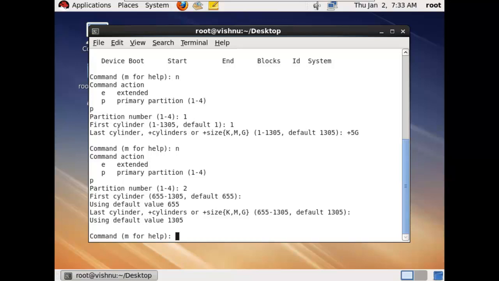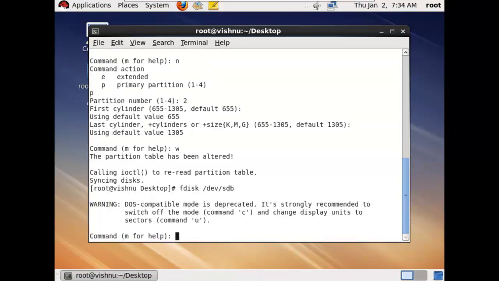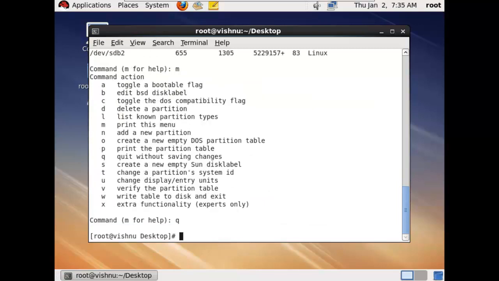Now guys, what you have to do, you have to write here W option and press enter, to check whether these two volumes have been created inside SDB or not. So for that, again repeat the same command fdisk /dev/sdb, and here you will write P for knowing the information. So guys, here you can see that we have SDB1 and SDB2, the two different volumes, and here is the block size. We have created the two different volumes of 5 GB each.